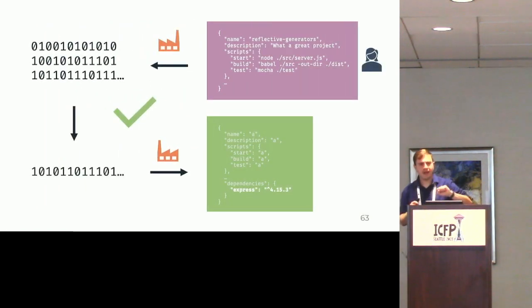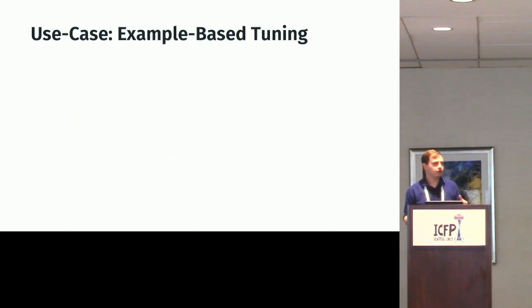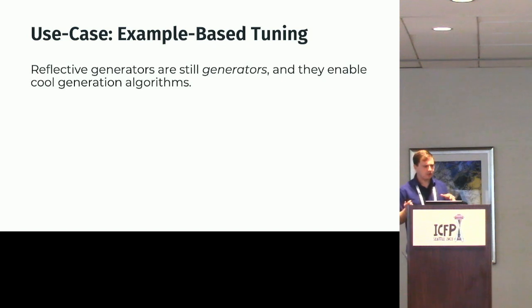Because once we have a set of choices, we shrink the choices, which happens once and for all. We can write a routine to shrink choices without knowing anything about the underlying values, and then we can do this internal shrinking procedure. And actually, now that we've got all of this, we can do even more with this. Reflective generators are still generators, and so we can use them for generation algorithms as well.